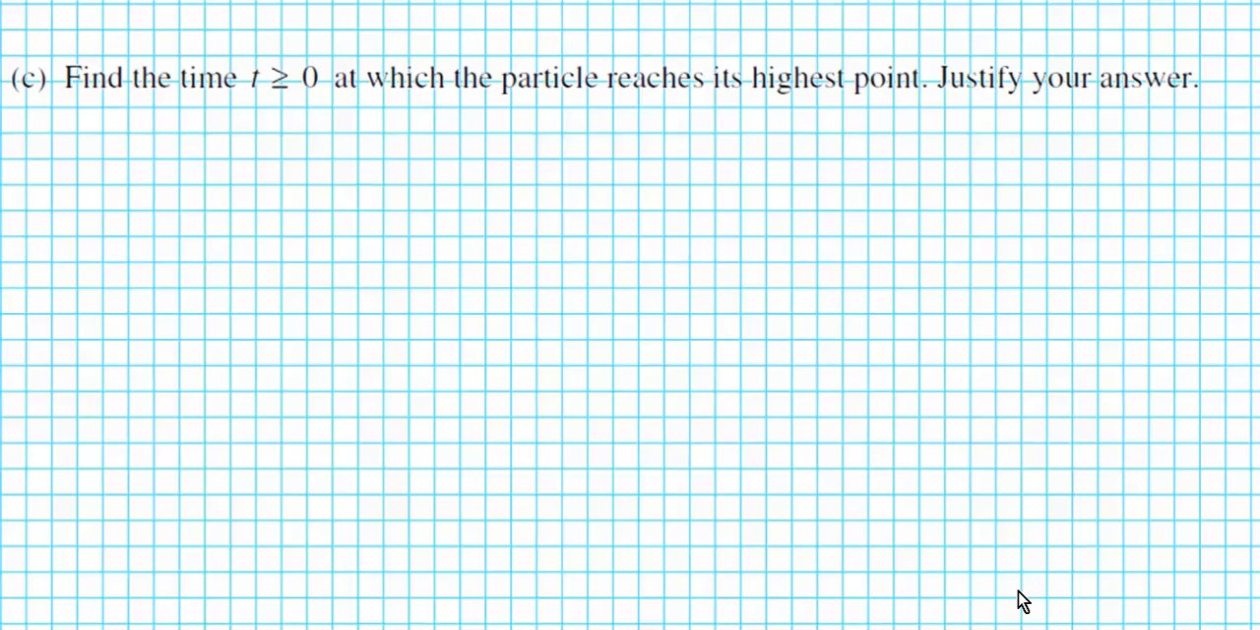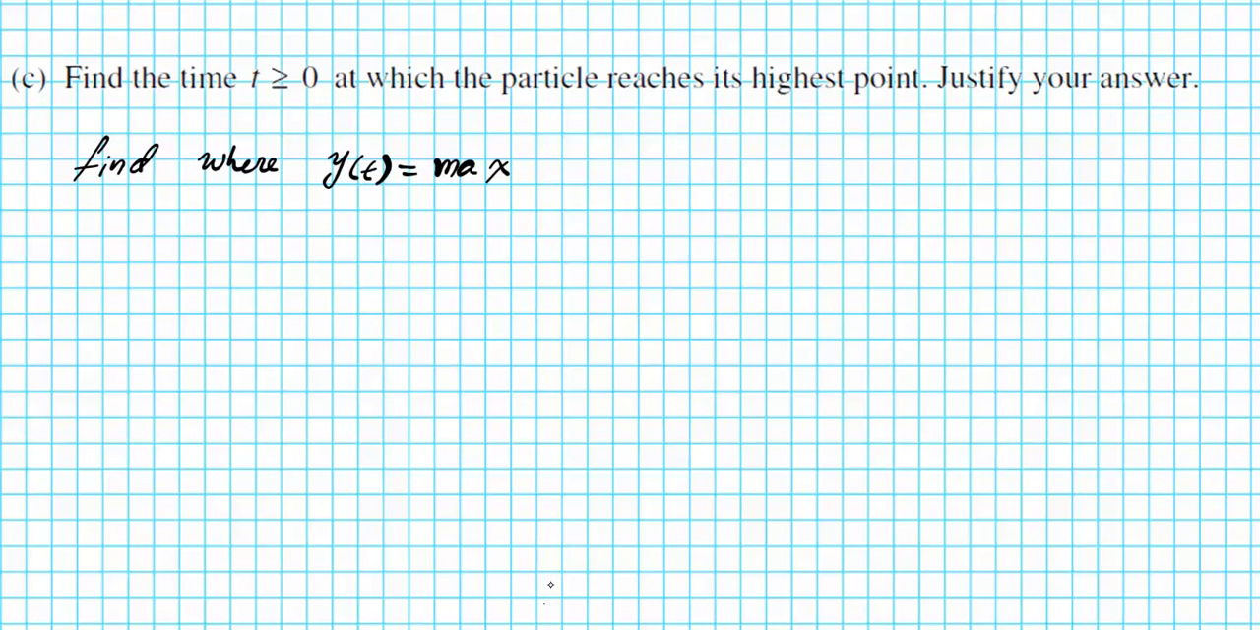All right, let's take a look at part C. It says find the time t greater than or equal to 0 at which a particle reaches its highest point. Justify your answer. Okay, so what we're looking for here, we're going up and down. We want to find where y of t is equal to the maximum. Find the point where y of t is the maximum.